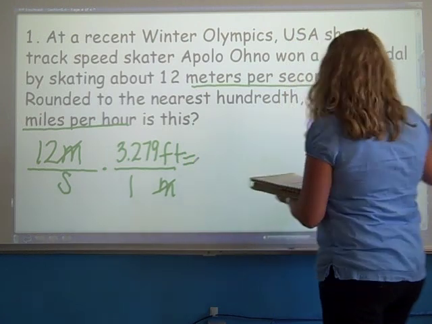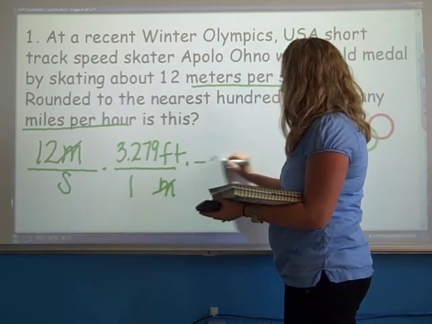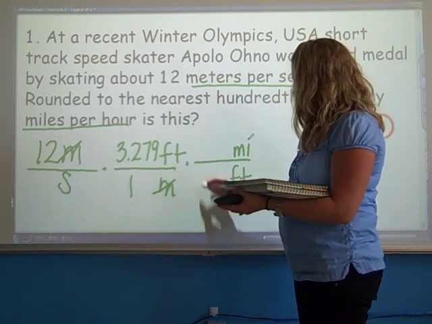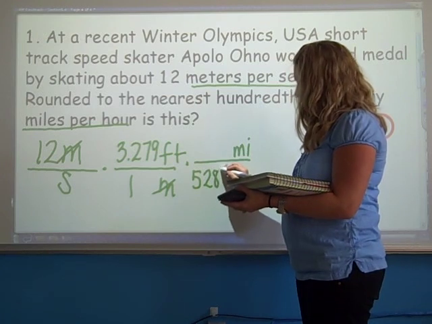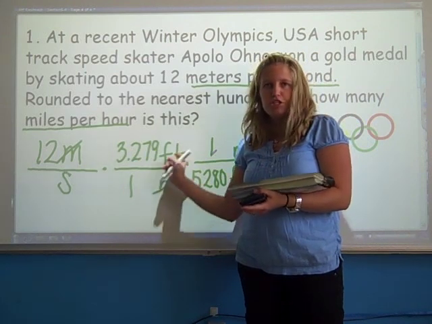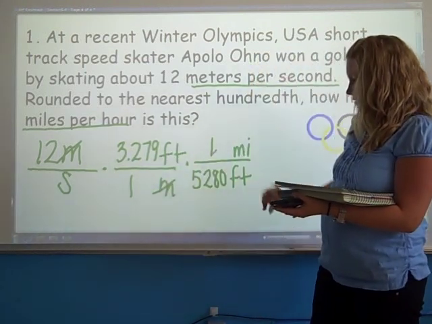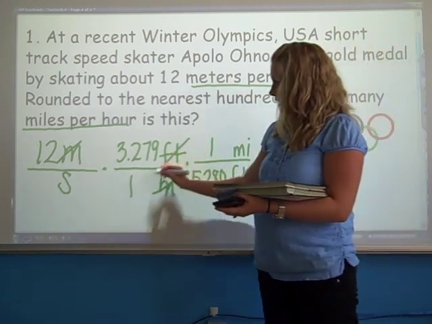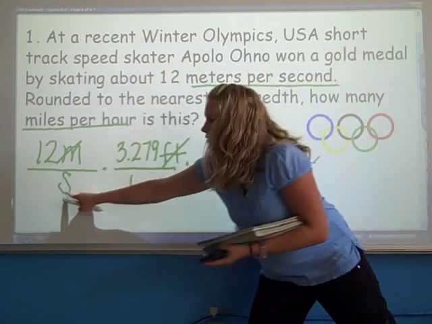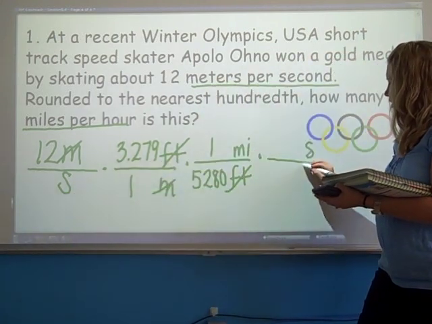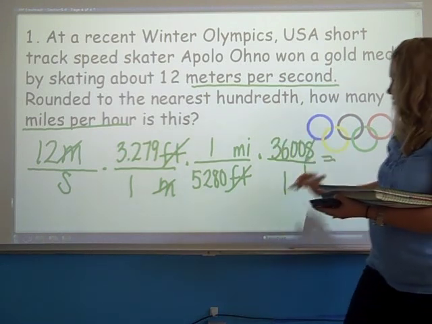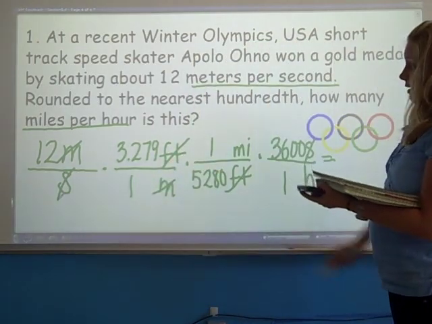Now I'm going to get rid of the feet. Change the feet to miles. There are 5,280 feet in 1 mile. So first I got rid of meters and changed it to feet. Changed the feet to miles. Now I have miles, finally. Now I got to change the seconds to hours. Seconds is down here. To change seconds, put it up top. Change it to hours. There are 3,600 seconds in 1 hour. Cancel out your seconds. Wow, we have all those numbers to deal with.